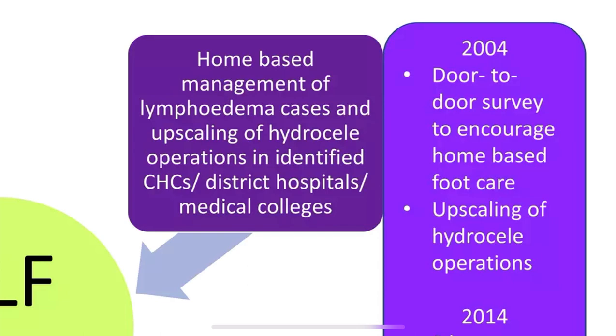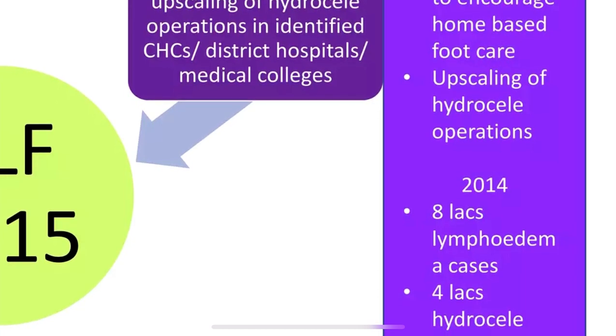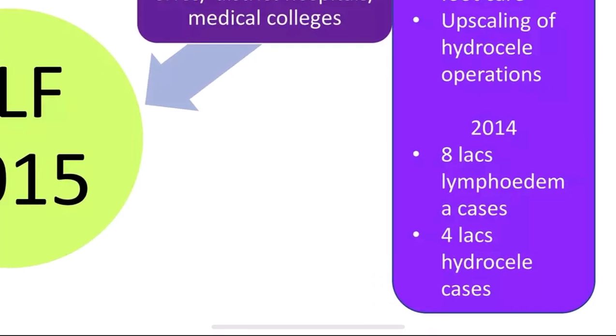And the second thing is the upscaling of the hydrocele operations was done. Like I told you, they upgraded the upscaling of the hydrocele operations. And in the year 2014, 8 lakh lymphedema cases and 4 lakh hydrocele cases were line listed. So the line listing was done of about 8 lakh lymphedema cases and 4 lakh hydrocele cases.